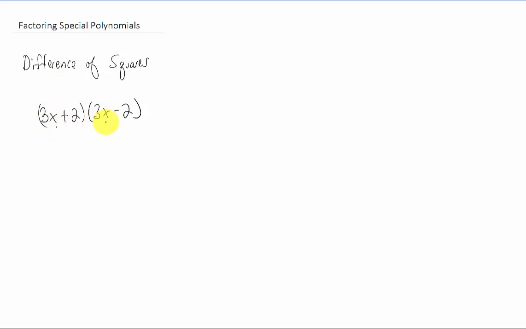two binomials. Notice that they're the same binomial, except one has a plus and one has a minus. We'll use what we often call the foiling technique to do this. If we multiply the first two terms, we get 9x squared. The outer two terms, you get minus 6x. The inner two terms, you get plus 6x. And the last two terms, if you multiply them together, you get minus 4. You'll notice that the minus 6x and the plus 6x cancel each other out, and you're just left with 9x squared minus 4.